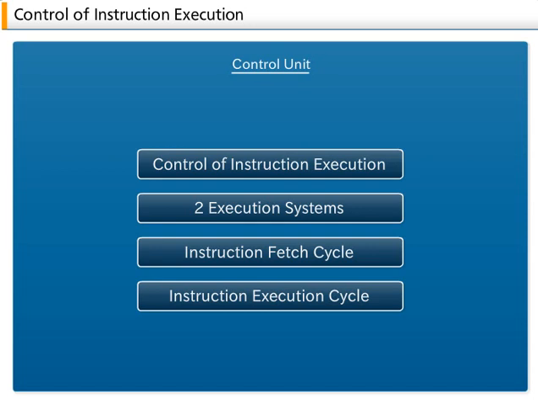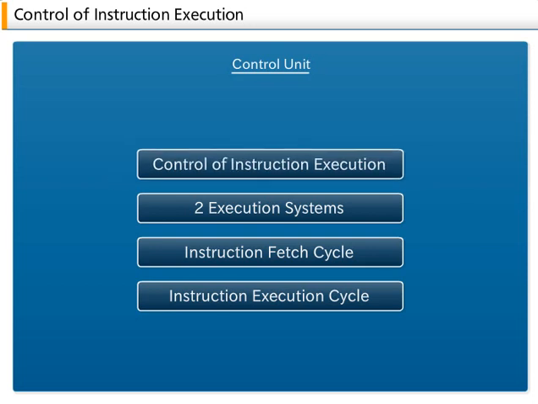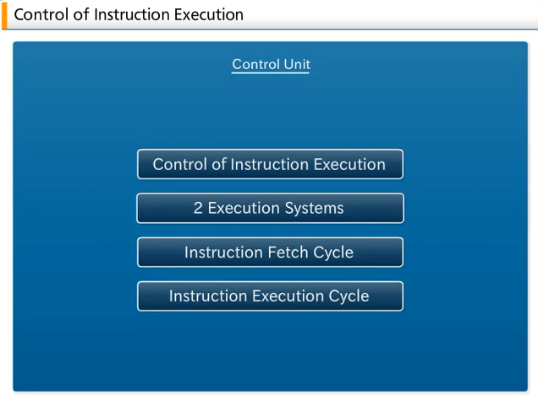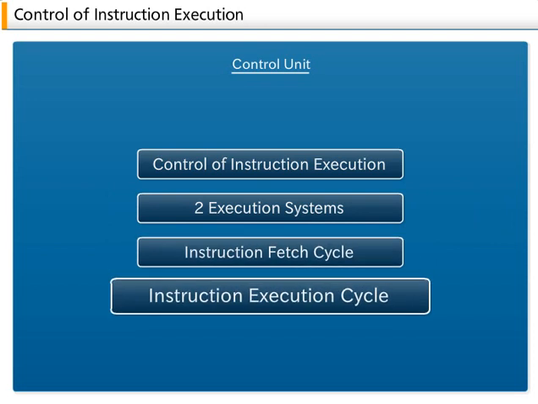Control unit. C. Control of instruction execution. The CPU takes out, fetches, each instruction from stored programs, and then decodes and executes it. Let us examine this by dividing the instructions into the instruction fetch cycle and the instruction execution cycle.